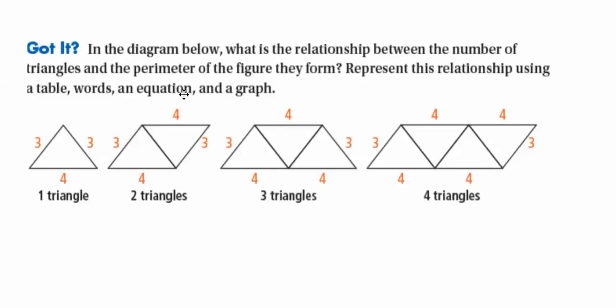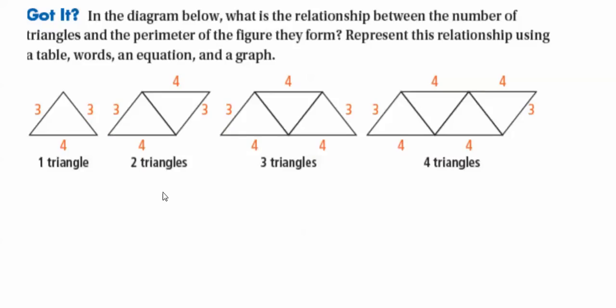Let's see if you got it. In the diagram below, what is the relationship between the number of triangles and the perimeter of the figure they form? Represent this relationship using a table, words, equation, and graph. So I want you to try to do this one in your guide notes. Just use what we did in here. First thing I would do is try to make a table of values, like an x and a y.